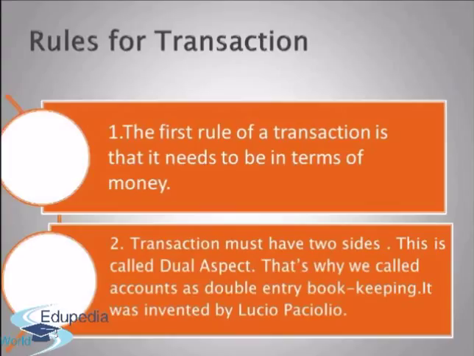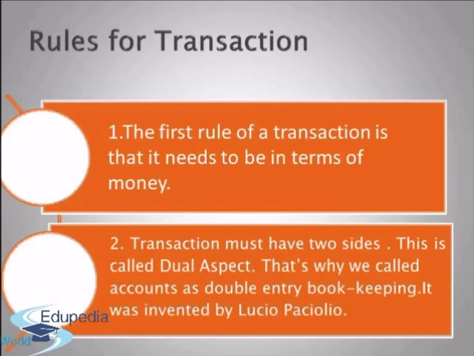From these two examples, we can form these two rules of transaction. And what are they? The first rule of a transaction is that it needs to be in terms of money. So this is the very first and very important ingredient for a transaction. Until and unless we are exchanging the things or the services in terms of money, it will not be called a transaction. Rather, this transaction cannot be accounted for. So if you want to account a transaction, record a transaction, then it has to be in terms of money. So this is the very important and very first rule of a transaction.